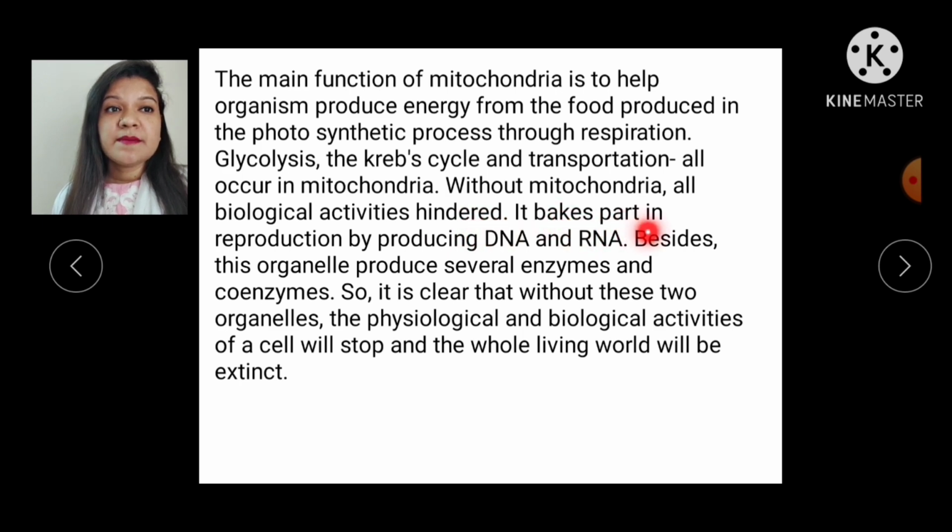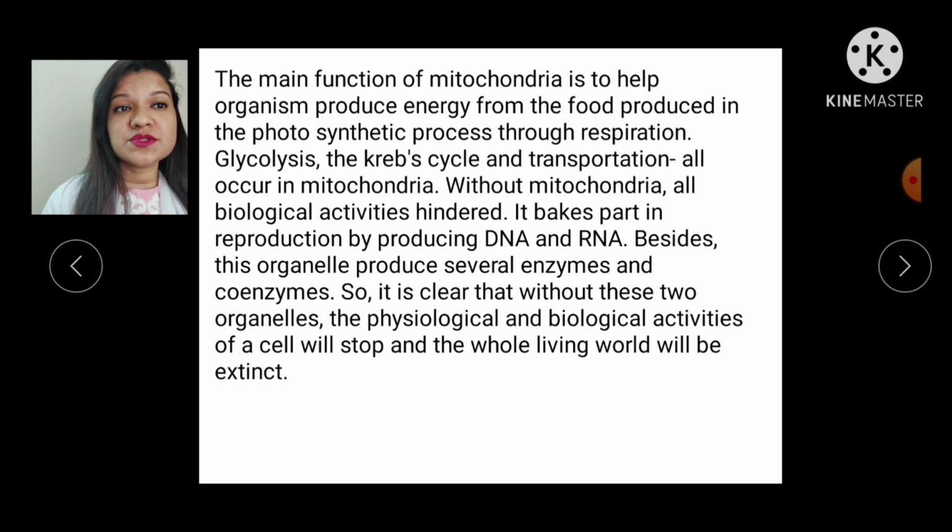It takes part in reproduction by producing DNA and RNA. Besides this, the organelle produces several enzymes and coenzymes. So it is clear that without these two organelles, the physiological and biological activities of a cell will stop and the whole living world will be extinct. So in this way, these two marked organelles help to sustain the living world.